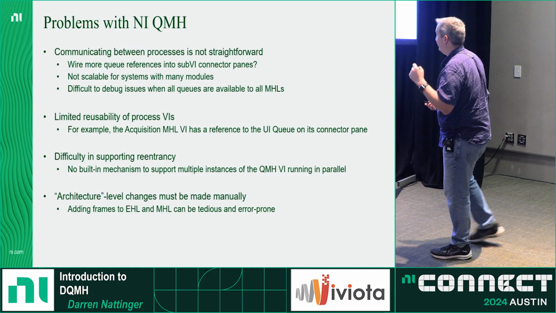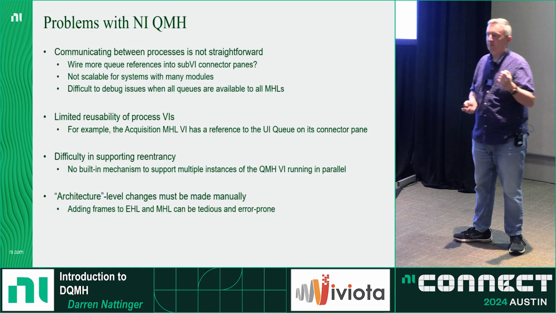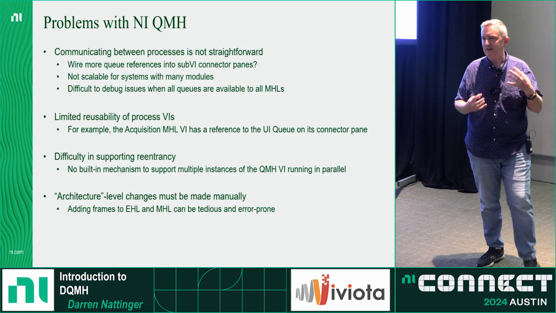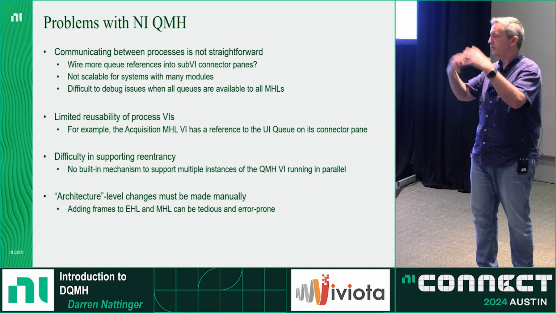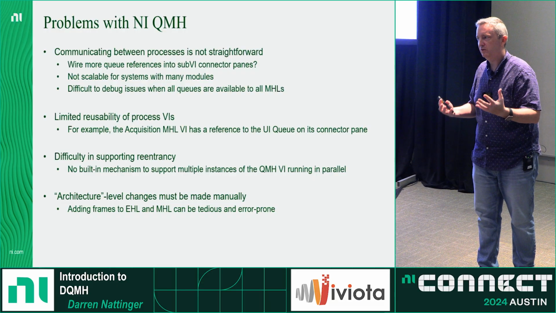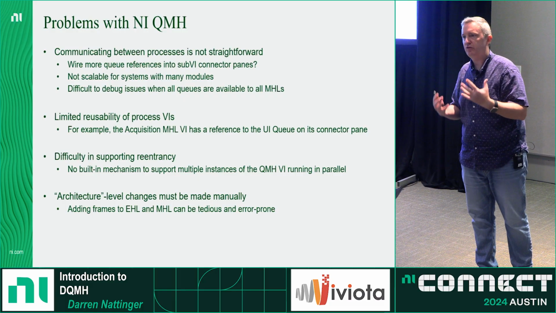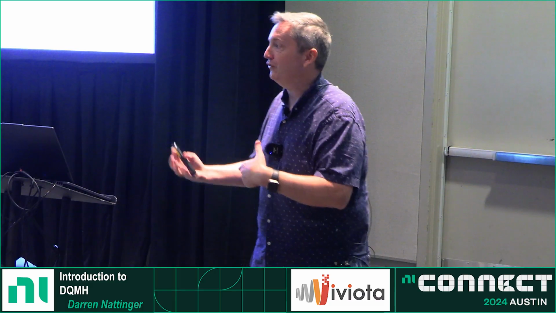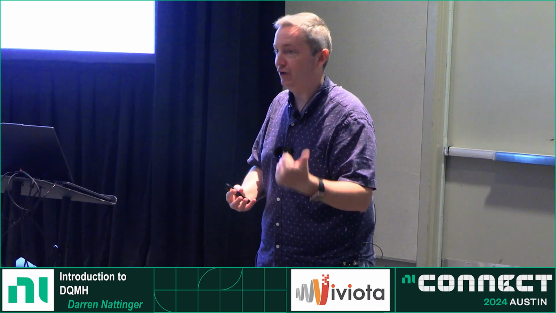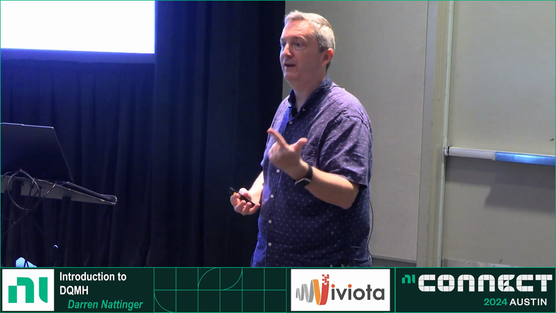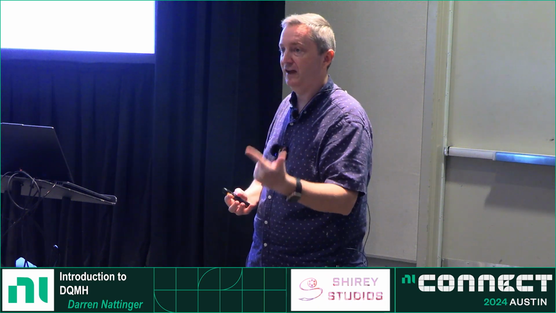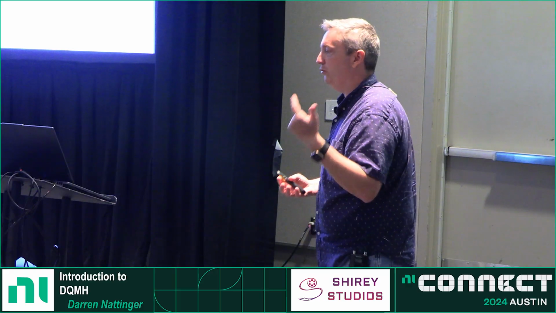But probably the biggest annoyance for me with the NIQMH is that anytime you need to make a change to the framework level or architecture level code in your application, you have to do it manually. I just mentioned several times, you would have to add a new queue for this new loop. You would have to create the new message handling loop VI yourself. These are all things that you have to do manually.